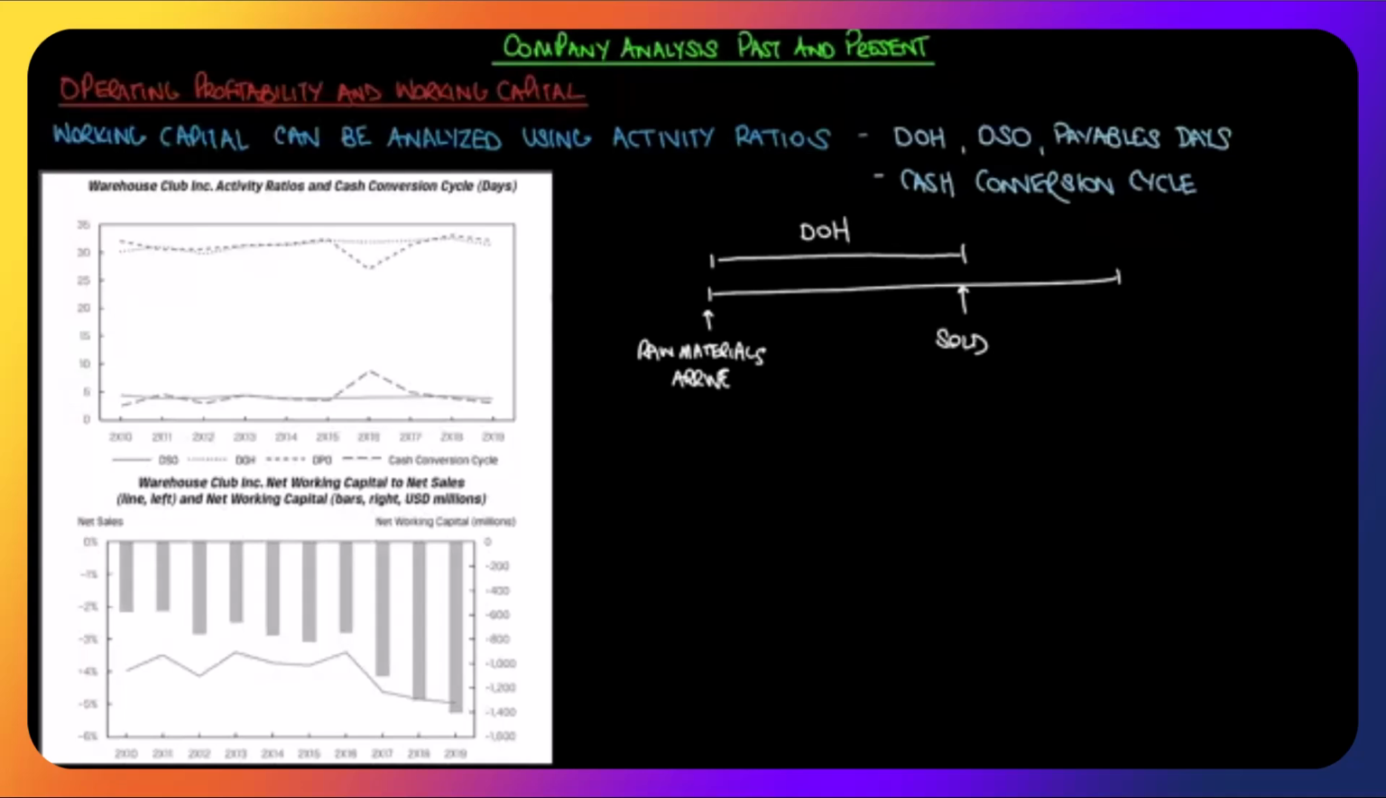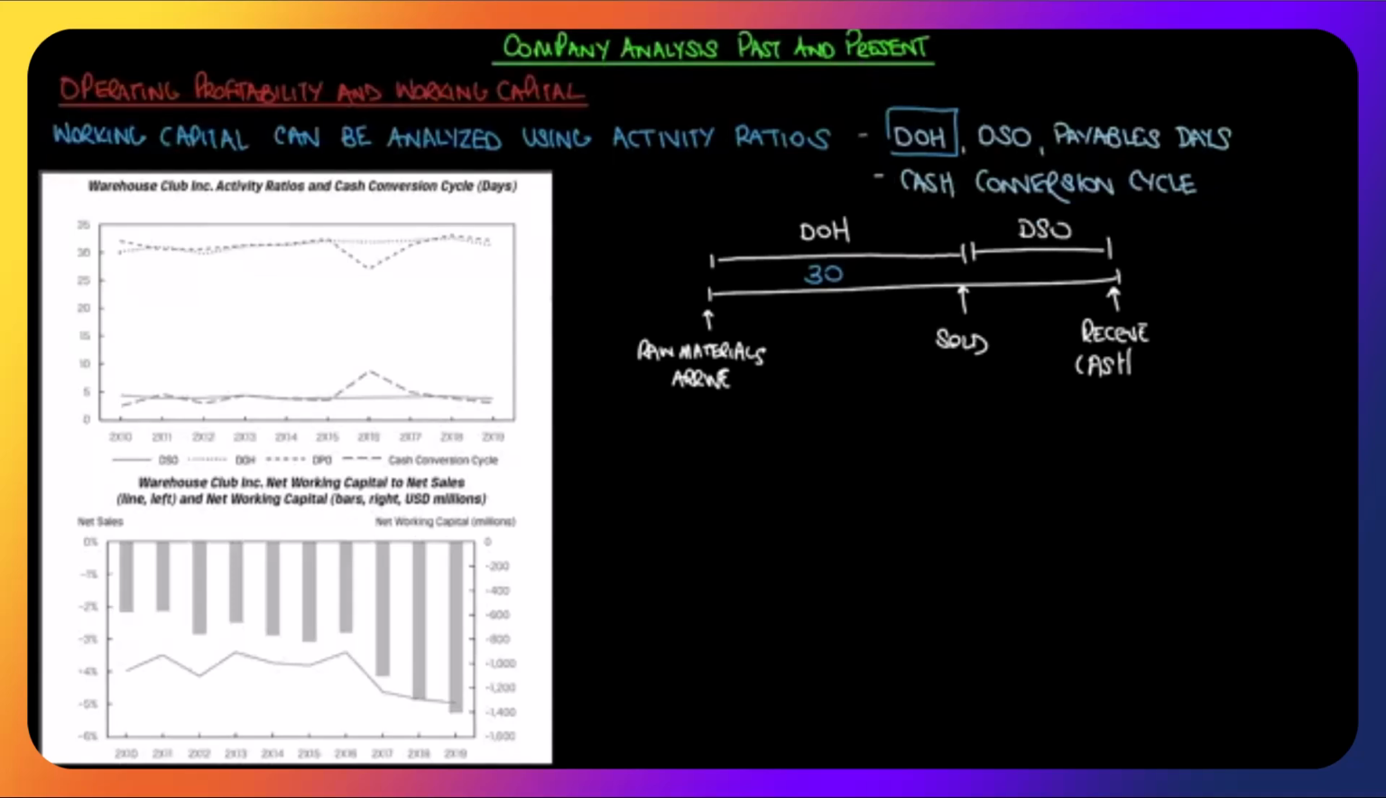What does it look like for Warehouse Club? DOH is that little dashy line here. I'll just use this one because it's closest to the scale, so I'll do it for 2010. You can see there it looks like it's about 30 for DOH. Downside, you don't get the cash straight away. You sell the goods to your customers, it takes a while for them to pay. So between selling them and receiving cash from your customers is your days of sales outstanding.